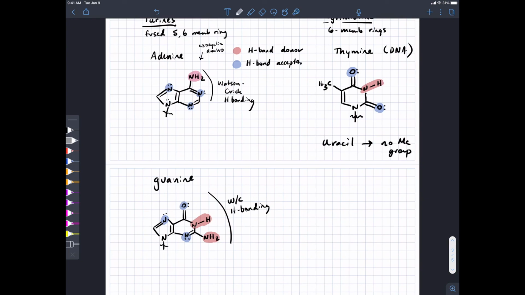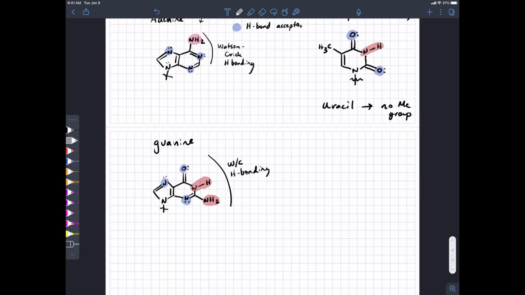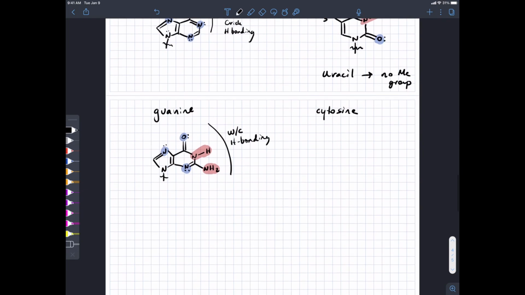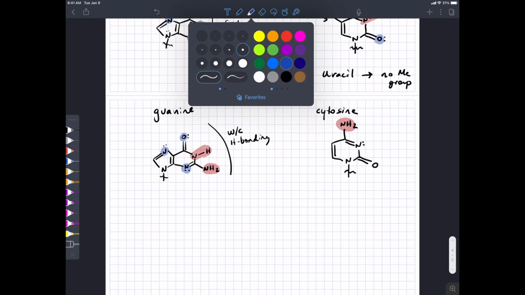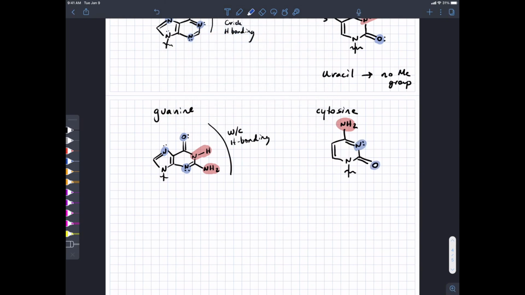And then lastly, you have cytosine. And it also has the same pattern of nitrogens, but its structure is going to be different. It's going to have an exocyclic amino group here, nucleophilic ring nitrogen there, and an oxygen there. Again, here is a hydrogen bond donor, and then here are 2 hydrogen bond acceptors.